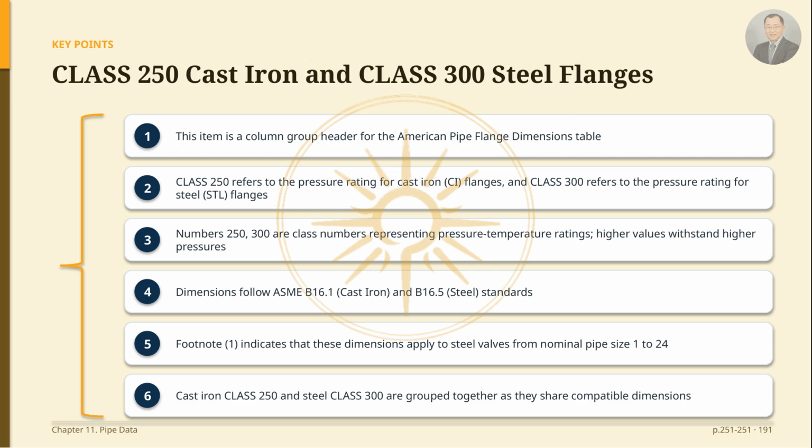This slide contains the dimension standards for cast iron class 250 and steel class 300 flanges, showing that these two standards are compatible dimension groups.